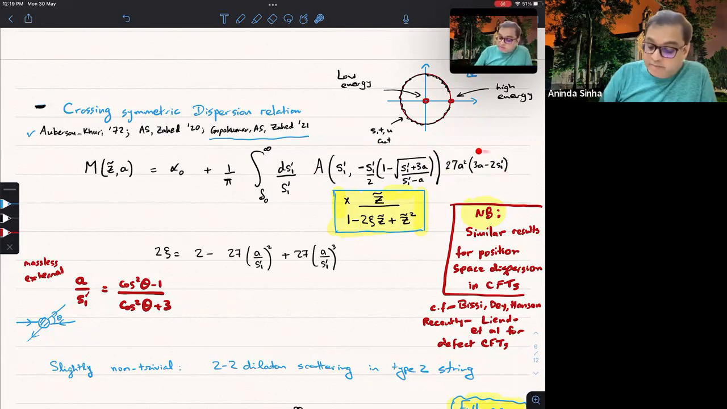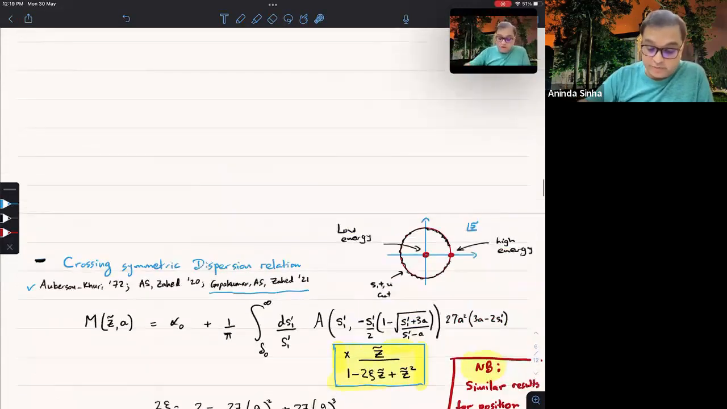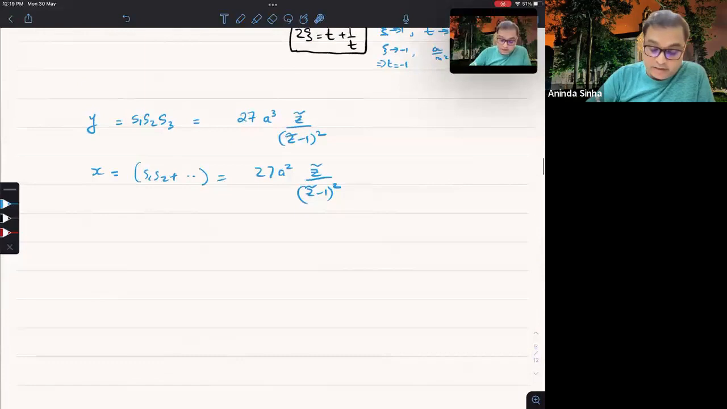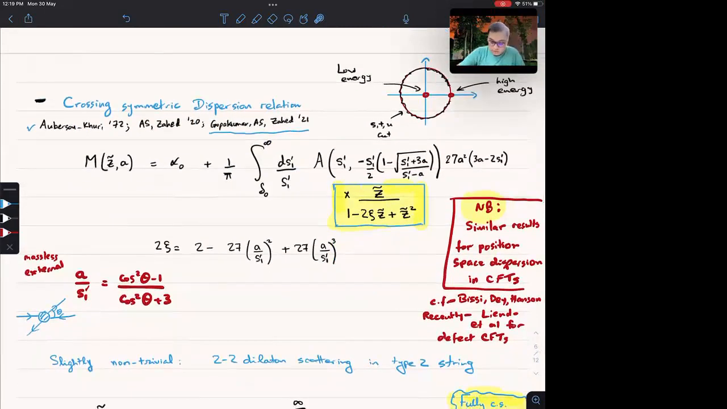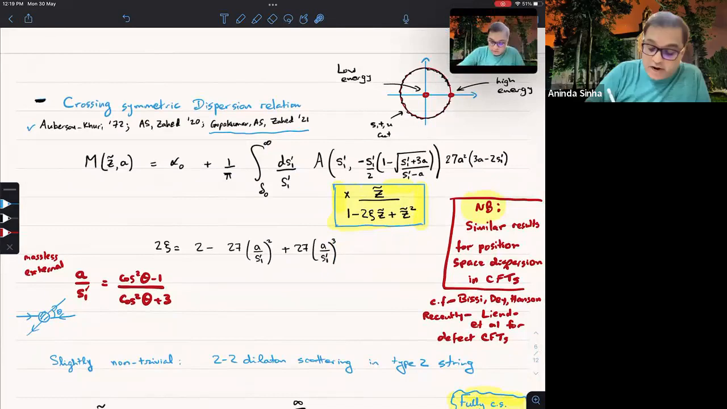Then times some combination which depends on A squared and S1 prime. So again, this is also manifestly crossing symmetric, and times this kernel. And this kernel is also manifestly crossing symmetric because it depends only on Z tilde, and Z tilde can be recast in terms of just X and Y. So is this clear why this is a manifestly crossing symmetric object?